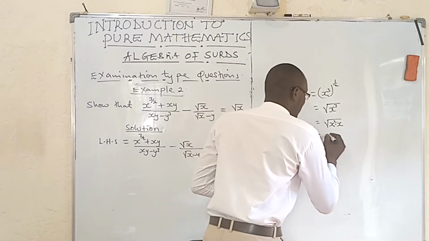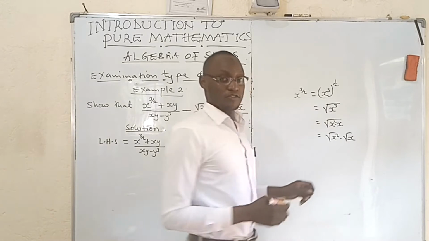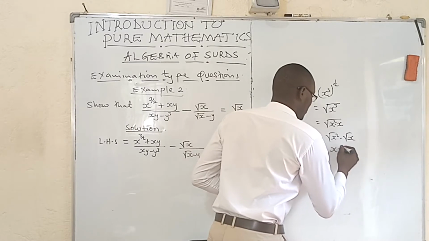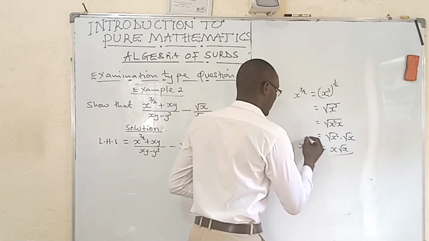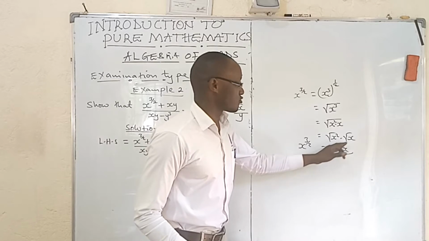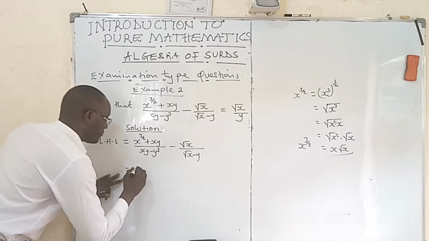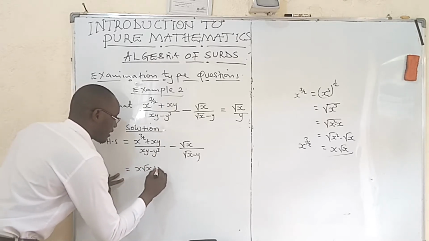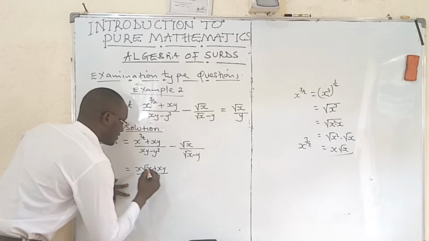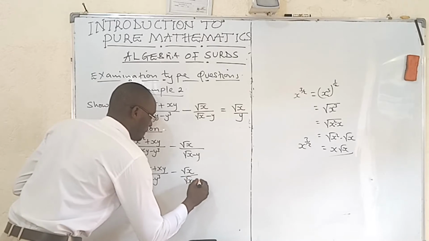So this is the same as the square root of x squared times the square root of x. Yes, we redistribute the square root. But the square root of x squared is the same as x, times root of x. Meaning that where we have x^(3/2), we can bring it in the form of x root of x. Let us first go and cause that change. So, dear examiner, sir, this now becomes x√x + xy, over xy − y³, minus √x over √x − y.